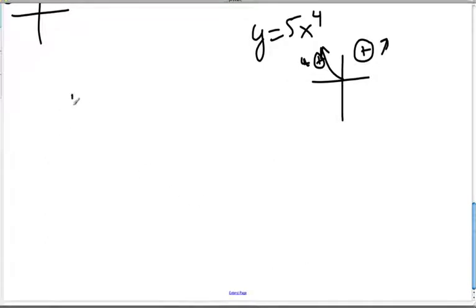Let's take a look at this now. y equals negative 5x to the third plus 6x minus 7.